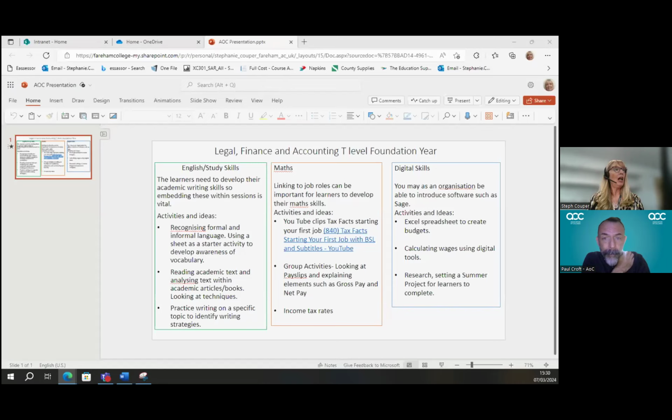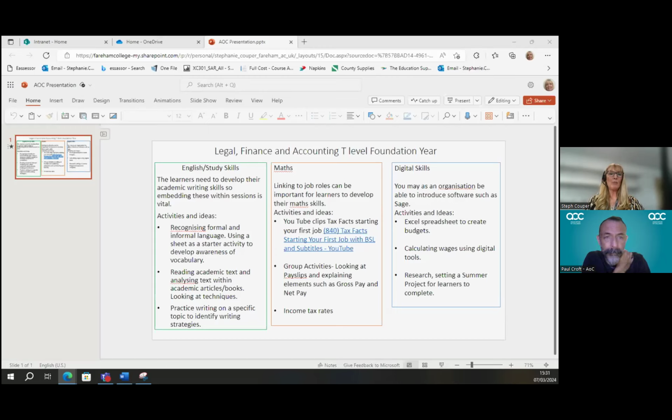Yeah. So obviously, as we've said previously in what Sharon was talking about there, we very much look to contextualize English, maths, and digital skills within the foundation year of T levels. And what we found is we try and make it so that it's real life situations, and we tend to find that that works much better.